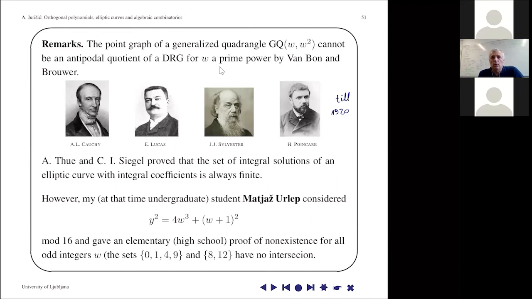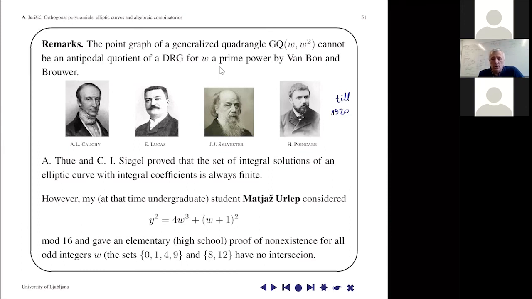I gave this problem to my student, Matthias Schurlep. So I said, well, consider this elliptic curve and prove that there are no solutions, but those trivial ones that I just mentioned. Well, he first proved that there are no solutions, but the proof was wrong. But then he found an elementary way to convince me that there are no solutions.